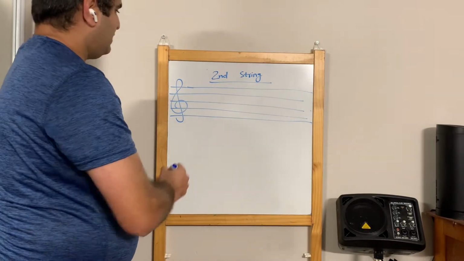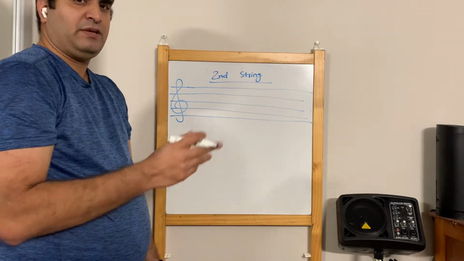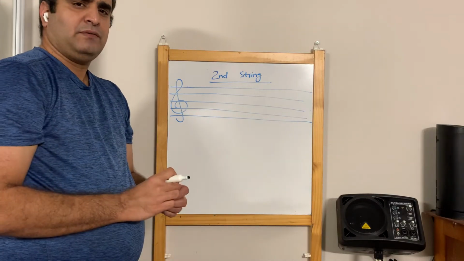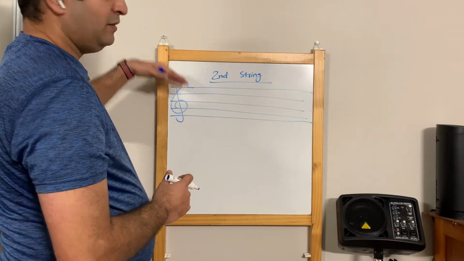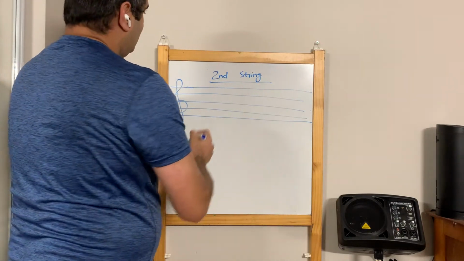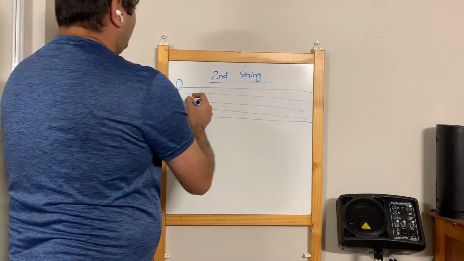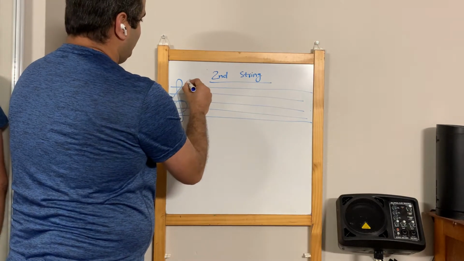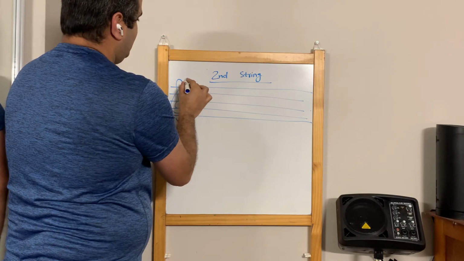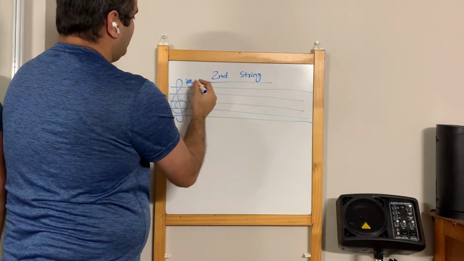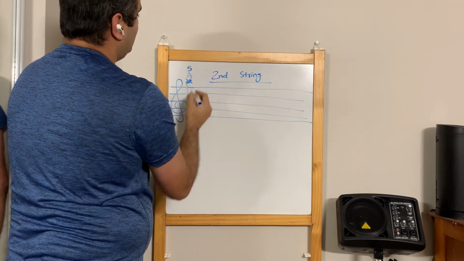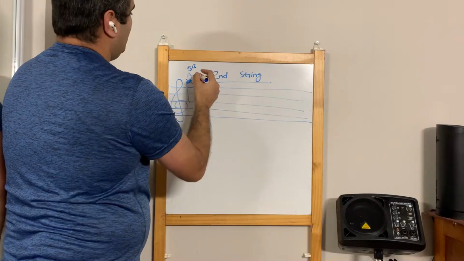So on the second string, we have three positions as I showed on the guitar. And if you remember, we are going from top to bottom, so we will do the reverse way again. I'll do a quick recap on the first string notes. There was a note above the fifth line with a cross, and this was called A, and this was the fifth fret on the first string.